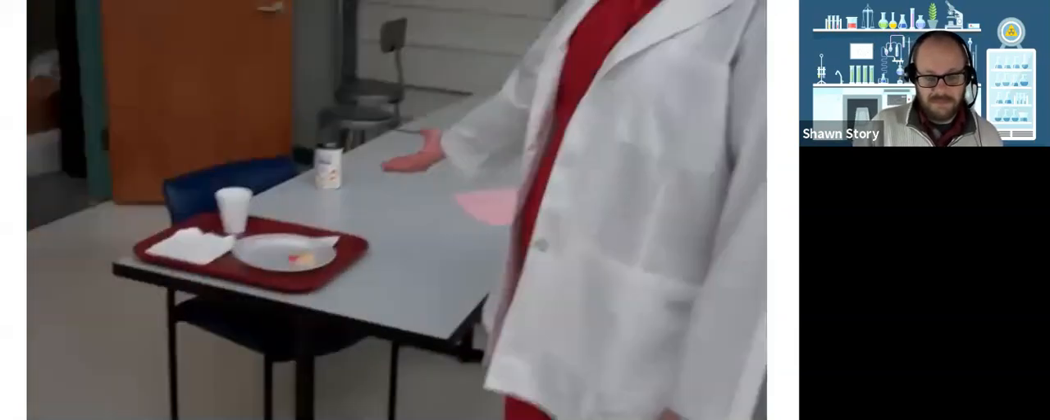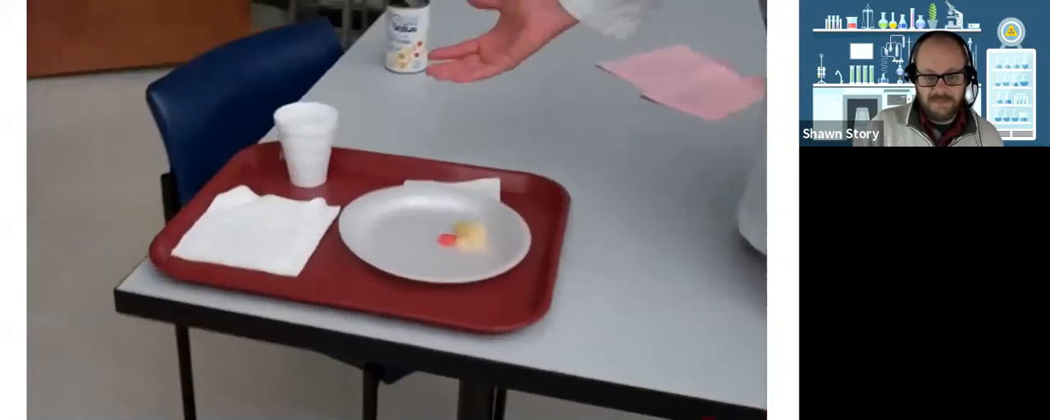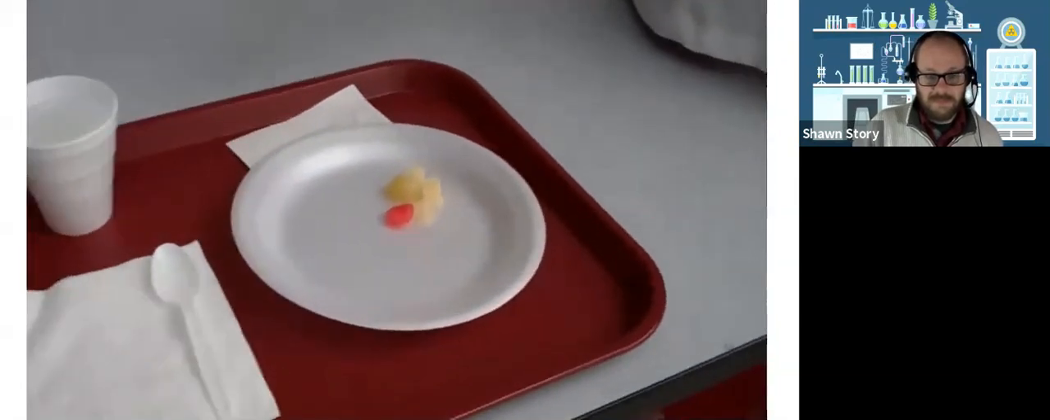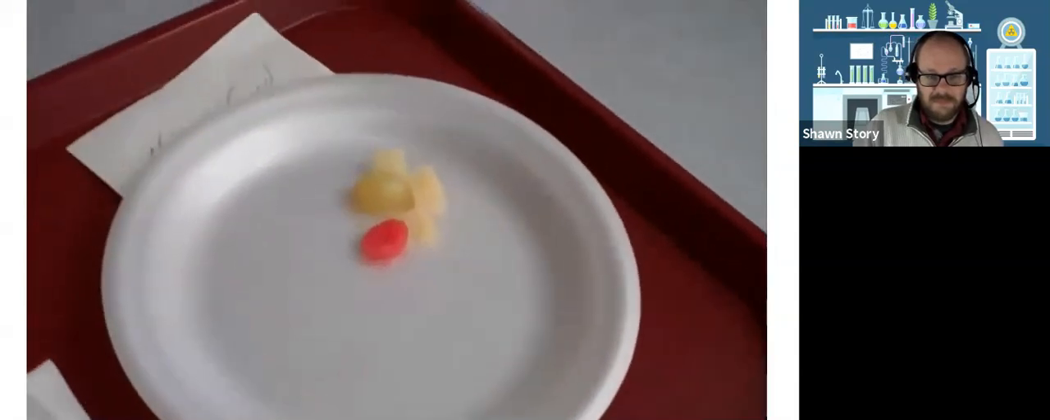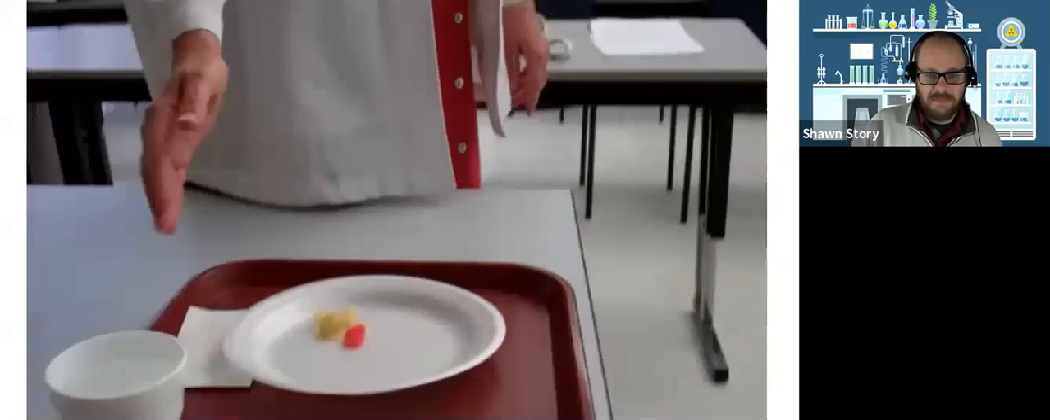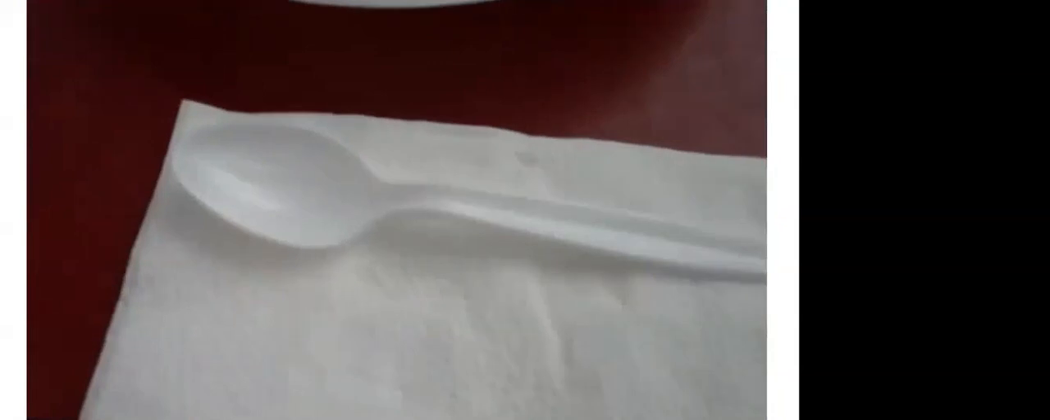The skill I am about to demonstrate is feeding the client who cannot feed themselves. If you'll please notice, there will be approximately 4 to 5 pieces of usually fruit cocktail that you will be feeding your client. Also water and a name card on the tray, as well as a spoon. If at any time there is a fork and a spoon on the tray, you will opt to use the spoon only.